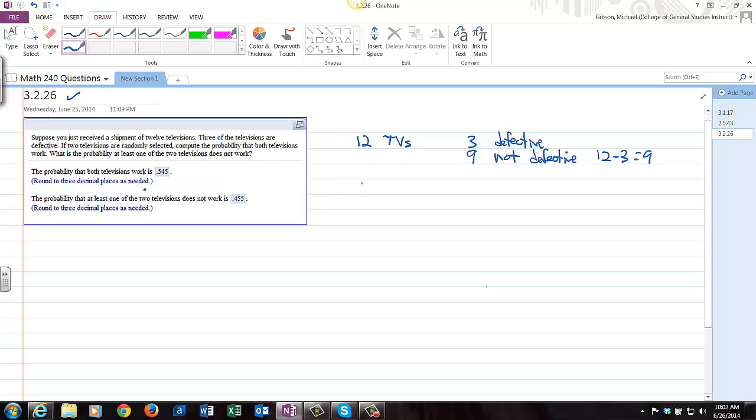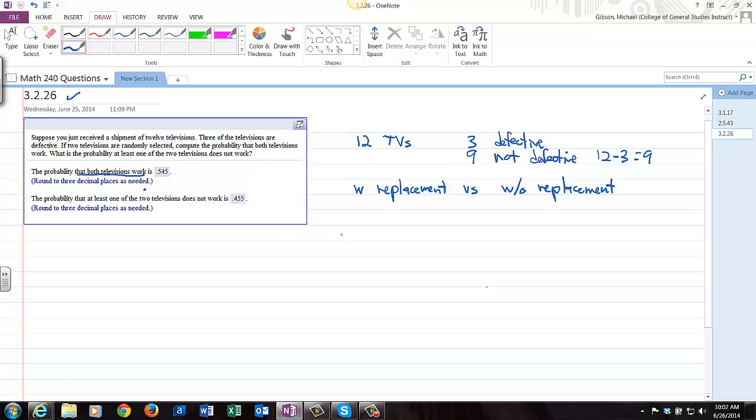So the key thought to this one is thinking about with replacement versus without replacement. In this case they don't use the word replacement, but the situation comes up. If you take the first TV and it's not whatever it is. Okay, so let's do this first. The first TV comes up. What's the probability that both televisions work, right?